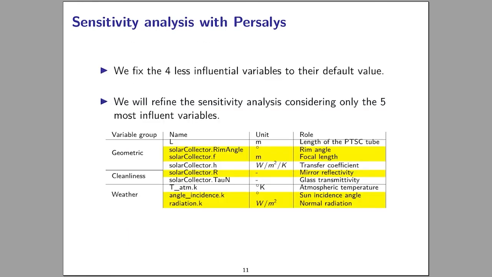To continue, we are going to fix the 4 least influential variables to their default value. Their default value is defined in the FMU, so we do not have anything to do, just fix their value. And we are going to refine the sensitivity analysis considering only the 5 most influential variables, which are highlighted in yellow and we have mentioned before. We will refine the sensitivity analysis using Sobol indices.